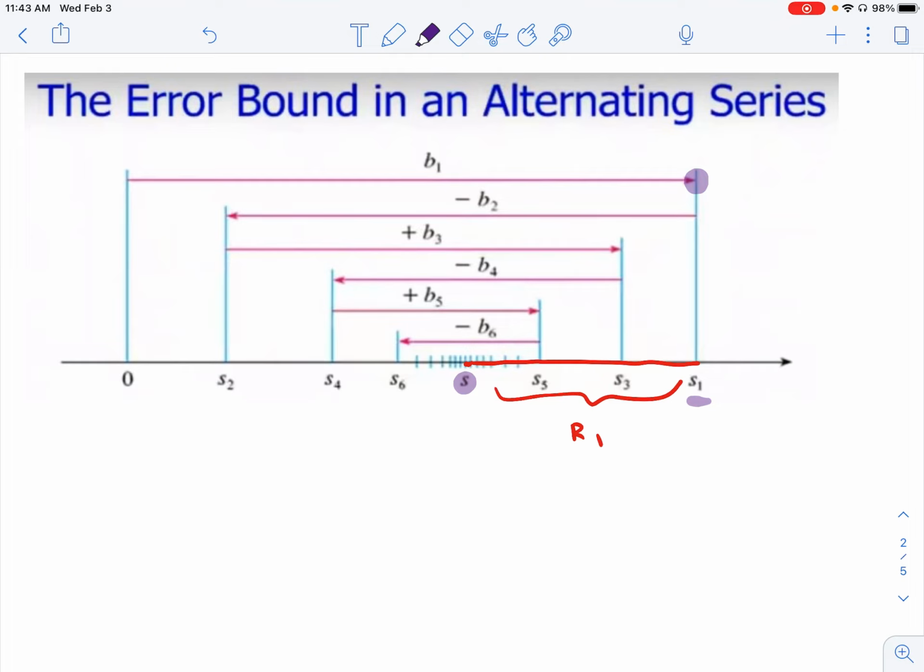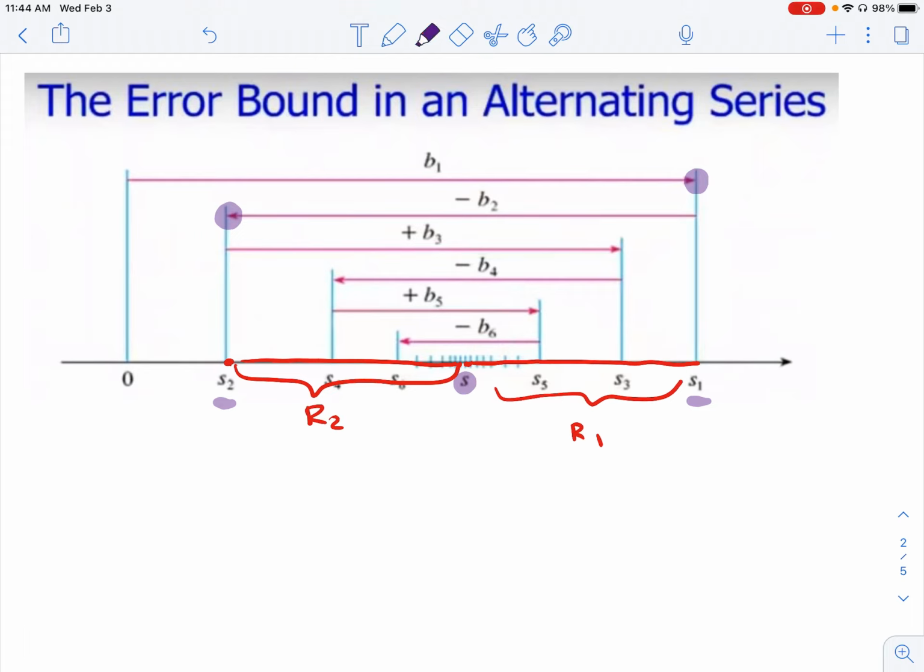Now, if I then add my next term in our series, in this case negative b2, because it's an alternating series, so my next term is negative. If I then add this negative term, now my partial sum is right over here. This is S sub 2. So now we see that this is an under approximation, because my S sub 2 is less than the actual sum of our series. And this is going to continue on, right?